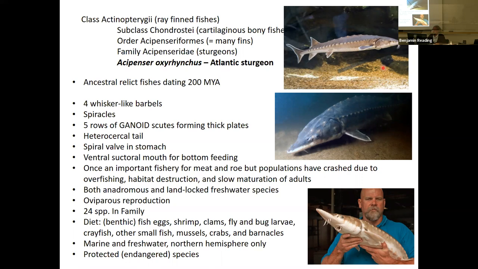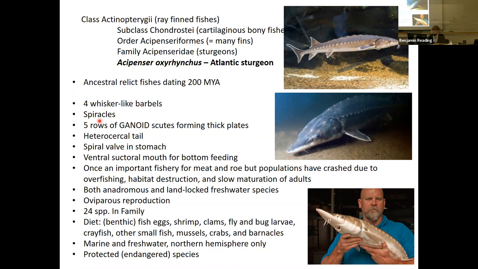These are ancient things. They've got very heavy armor. Anyone who's touched one of these things, these bony plates here are pretty heavy and sharp and hard. So they're a relic fish also dating back 200 million years or so. These things have these whisker-like barbels. The nose of a sturgeon is called a rostrum. And these barbels then are on the underside of the rostrum. And these are for sensory tasting and smelling.